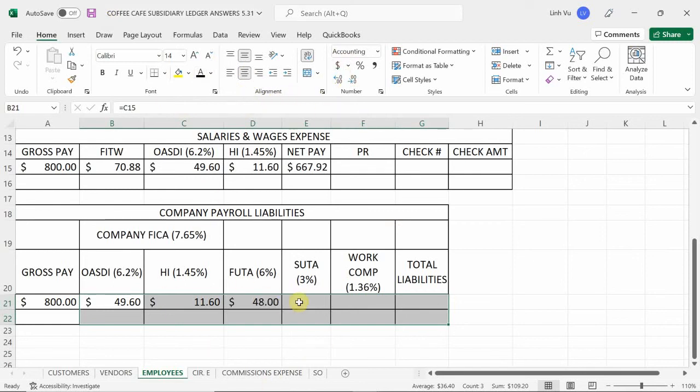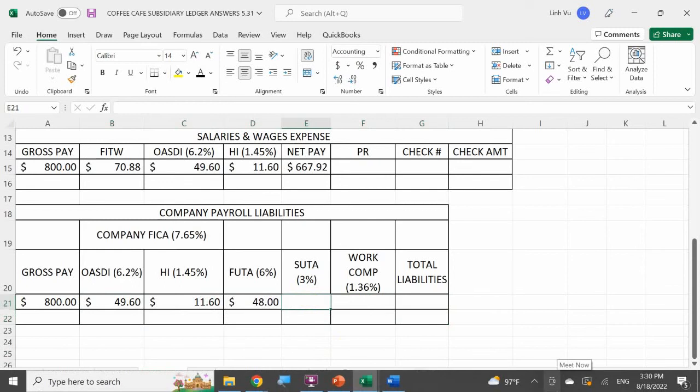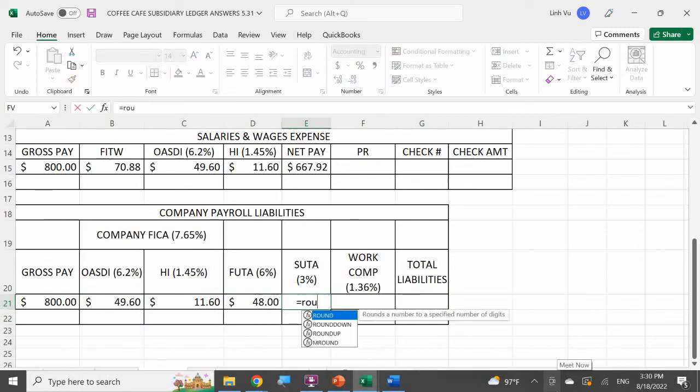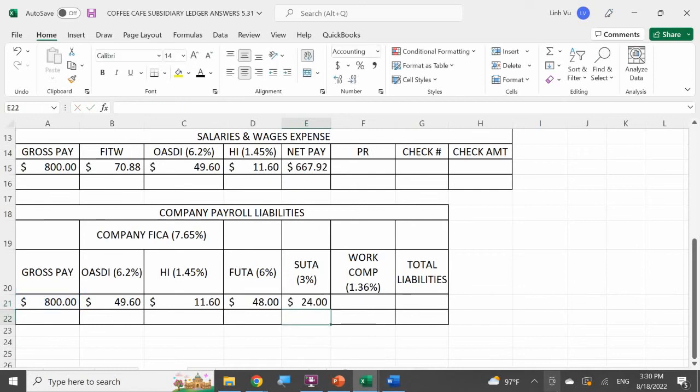Okay? And then state unemployment, since all new businesses are going to be subject to 3%, it's going to be based off of gross pay. So 3% of $800 is going to give you $24, right? Half of FUTA in this case. And then what about workers' compensation? In this case, the minimum is 1.36, and that's the one that we're going to be using for this class.